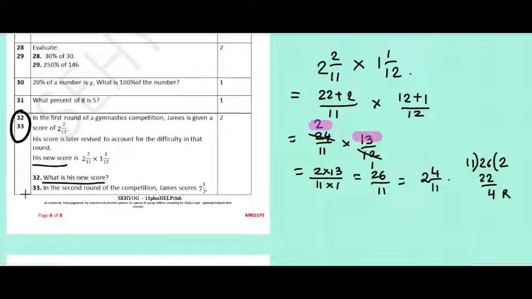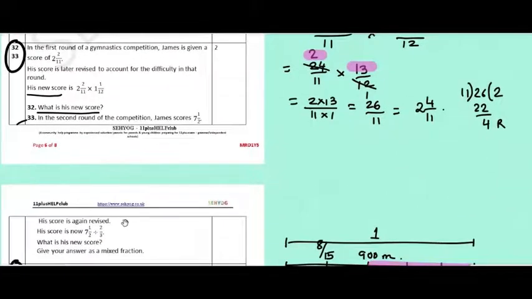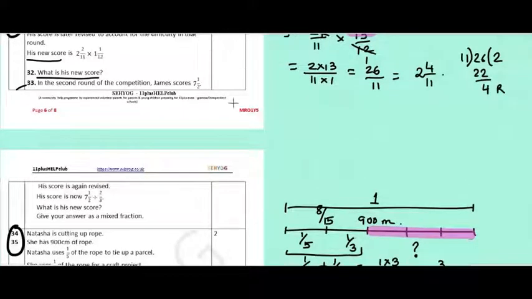Now in 33, James scores 7.5 in the second round. His score is again revised. His score is now 7.5 divided by 2 upon 3. So we will write the new score 7.5 divided by 2 upon 3, and we will simplify it.